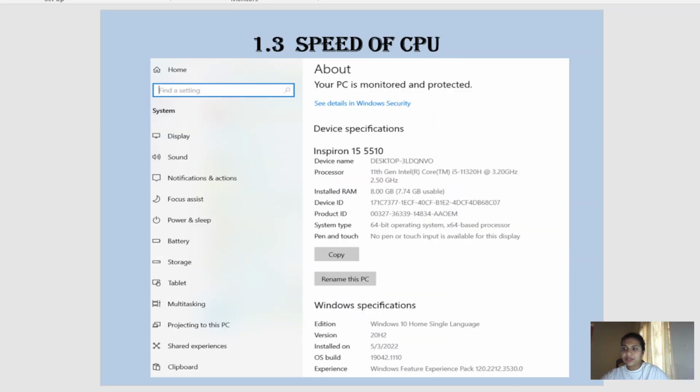Maybe if we talk about the speed of the CPU, can you find the speed of your own computer? To find the speed of your computer, you have to click the menu or click the Windows key, then go to System Information and select Processor. This is the speed of my computer.